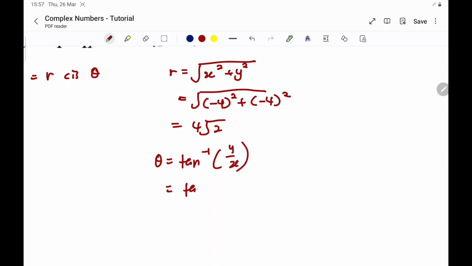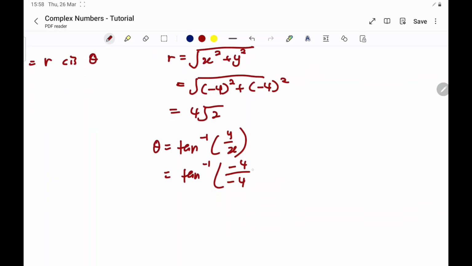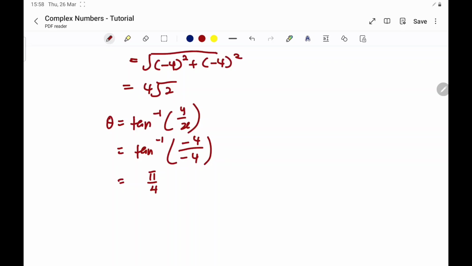So inverse tangent, y negative 4 divided by negative 4. Use the calculator, negative 4 divided by negative 4, and the answer here you're going to get pi over 4. This is the answer for inverse tangent of negative 4 divided by negative 4.